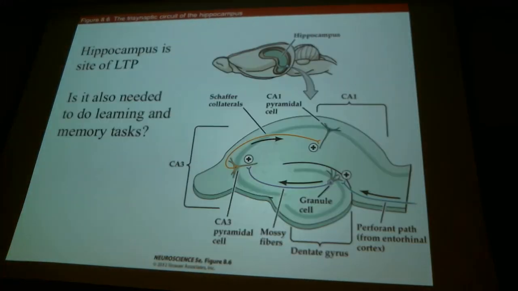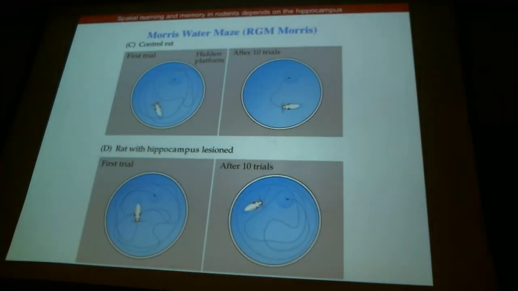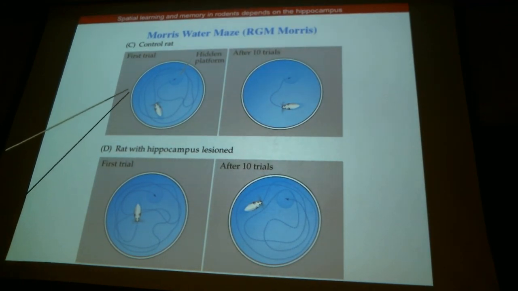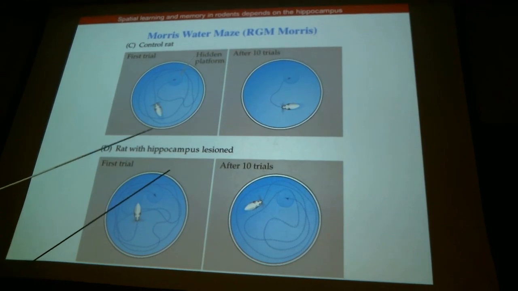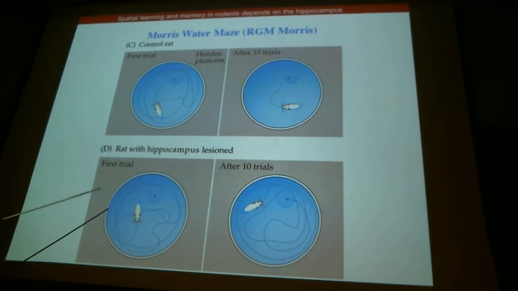All right, so what does this have to do with hippocampus? It turns out that hippocampus is necessary for this task. Remember, the hippocampus is our site for LTP, and we made an argument for why we think hippocampus is so important for learning and memory. And this is one of the reasons: if you lesion the hippocampus in the rat or in the mouse, it can't learn the task. So here's a control animal. Initially, it swims around until it finds it, and then it learns and goes directly.